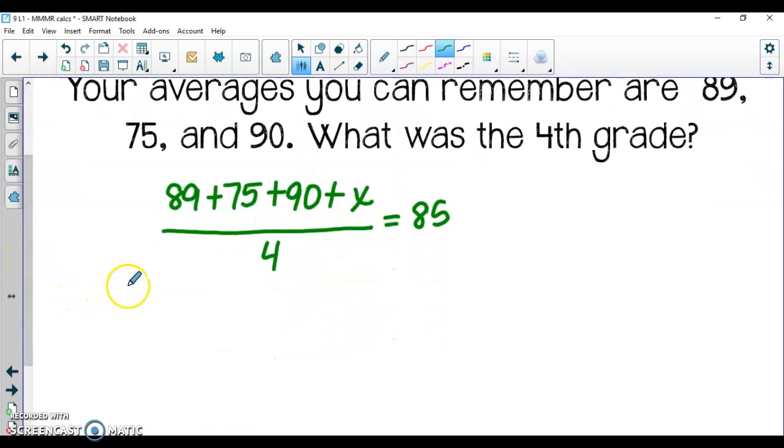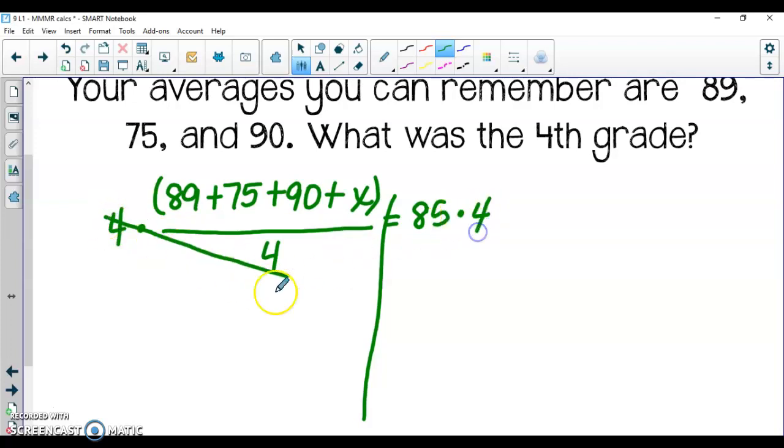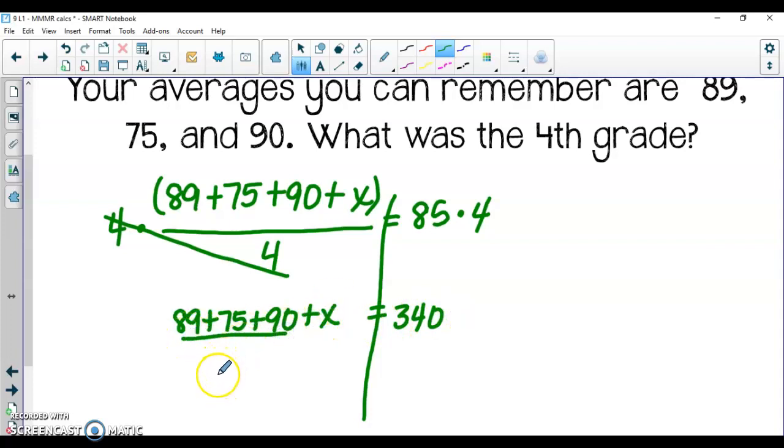This type of equation you actually saw before. We're going to put the top in parentheses, which means we're not going to touch it quite yet. And we're going to go ahead and multiply by 4 to cancel out this divide by 4 scenario. So multiply by 4. Then I have 89 plus 75 plus 90 plus X equals 85 times 4 will give me 340. To get X by itself, I'm going to combine all these together. That gives me 254 plus X equals 340.